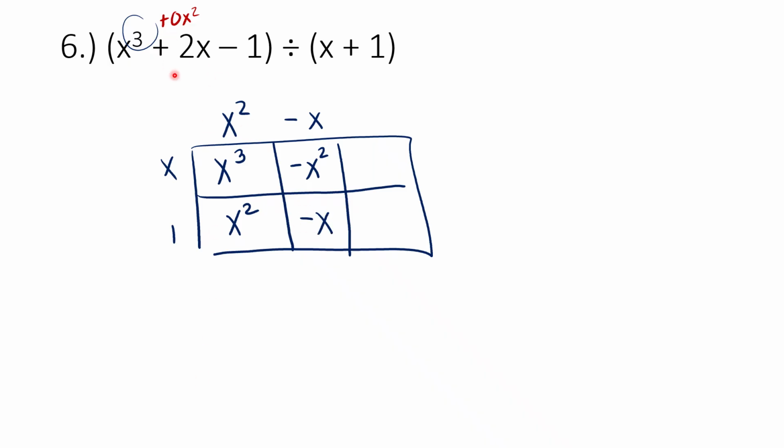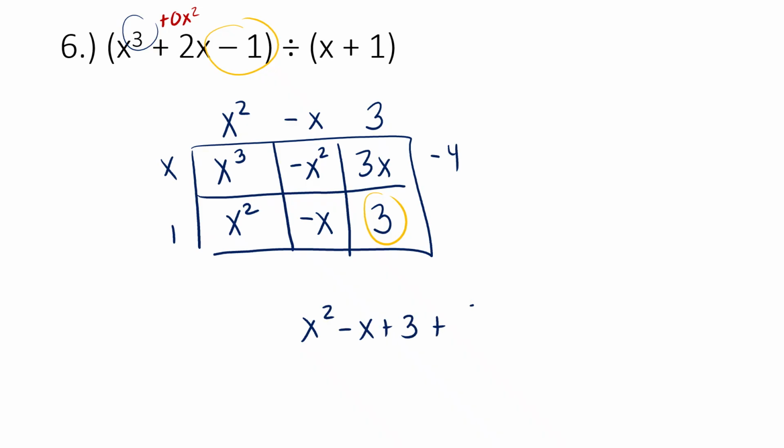Now I have a negative x and I need a positive 2x, which means this must be 3x. Okay, 3x minus x would give me 2x. And then x times what would give me the 3x? That would be 3. And 3 times 1 is 3. Now we do have a remainder here because they do not match. I've got a 3. I need to be at a -1, which means this must be a -4. So my final answer would be x squared minus x plus 3 plus -4 over my divisor, or you can say x squared minus x plus 3 minus 4 over x plus 1.